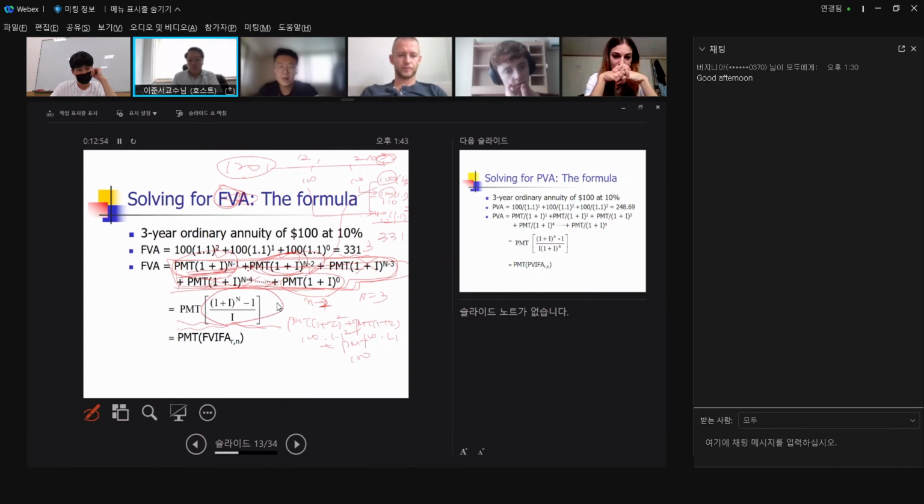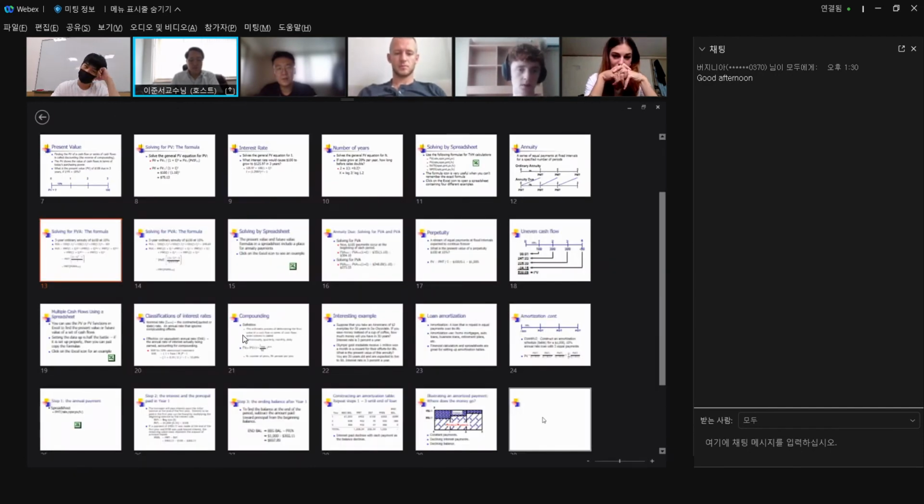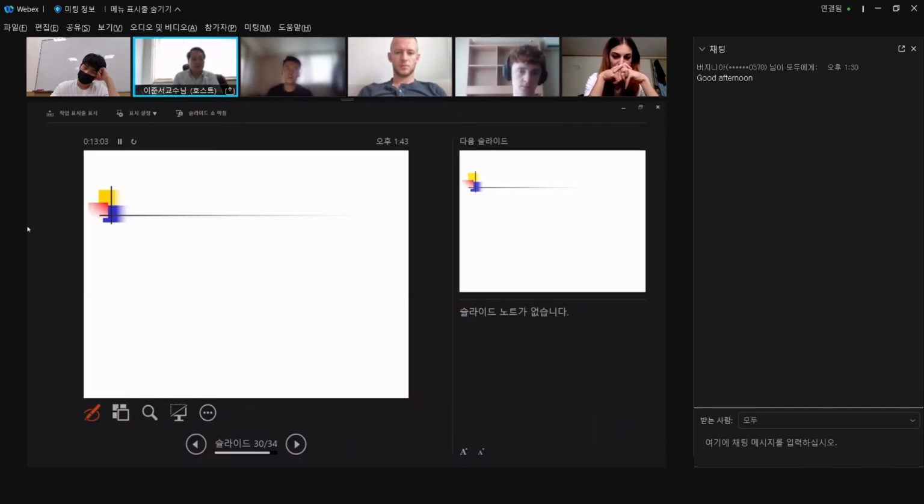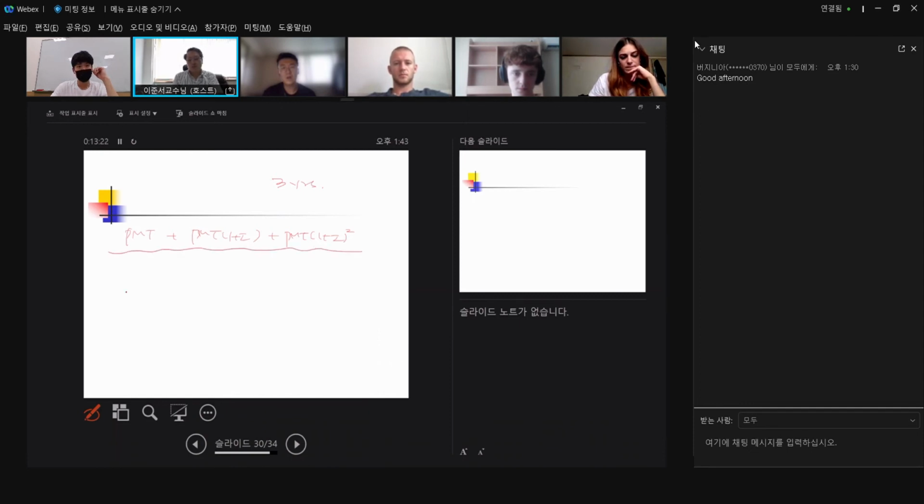So there's some pattern, right? Let me explain more. First term is payment. Second term is payment times 1 plus I. Third one is payment times (1 plus I) squared. For example, if the maturity is 3 years, okay? So there's a formula to solve this kind of equation in an easy way.